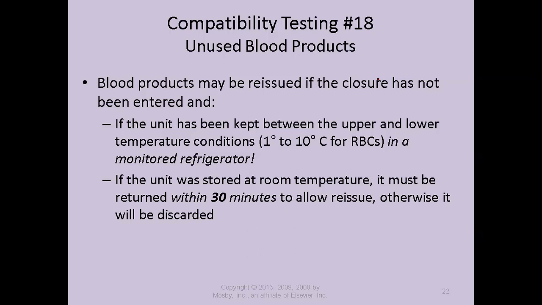Okay, let's talk about red cell units. If the unit has been kept between the upper and lower temperature conditions for red cells, we're talking about 1 to 10 degrees C for red cells. If it's less than 1, that's bad. At 0 degrees C, those red cells are going to freeze, and what happens to a cell when it thaws after being frozen? It lyses. More than 10 degrees is too warm for these red cells. They could degenerate, or they could just start breaking down.